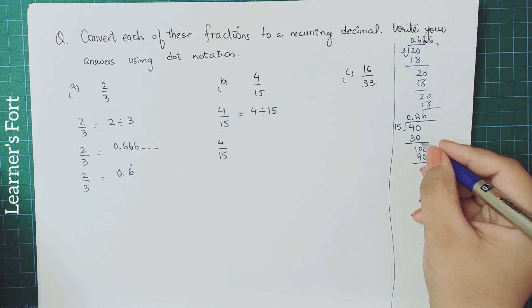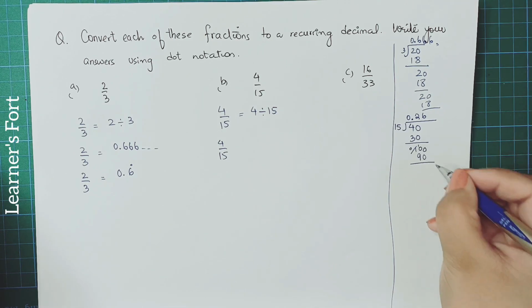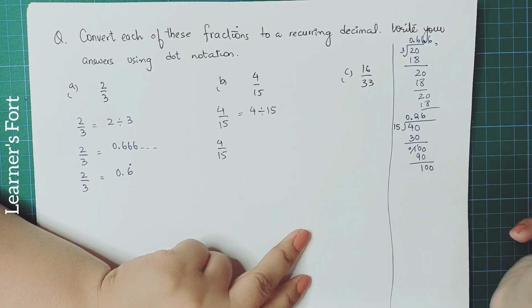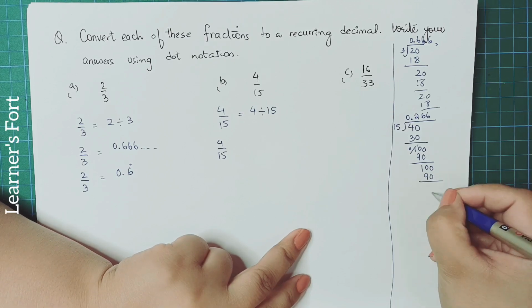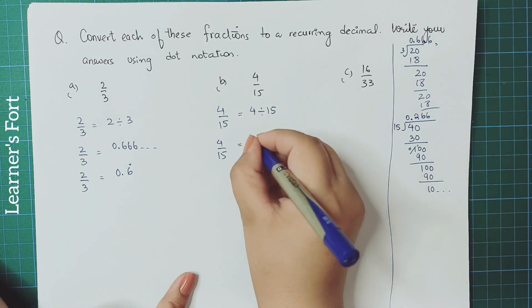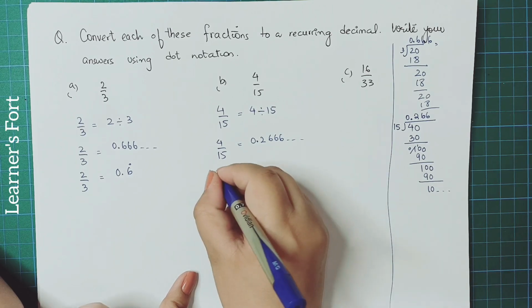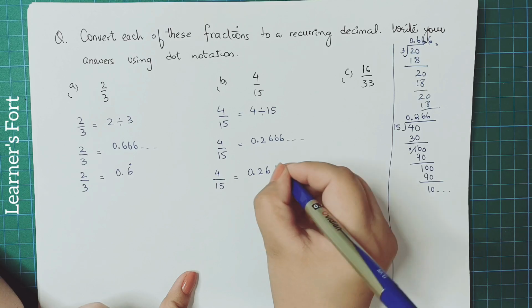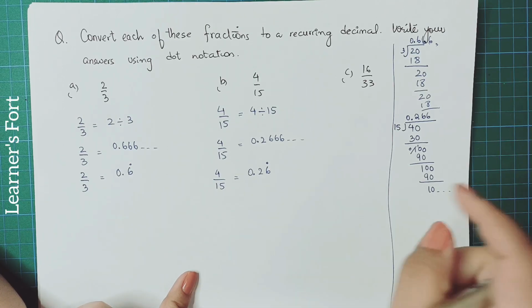Okay, so again, what are we left with? 0 and 1, so it will be 0 and 1. Okay, again 0, so it means that 6, again 90, then again we are left with 10, and so on. So it will be 0.2666 and so on. So how are we going to write 4 upon 15? It will be 0.26 with a dot over the 6, because 6 is repeating itself, not 2.